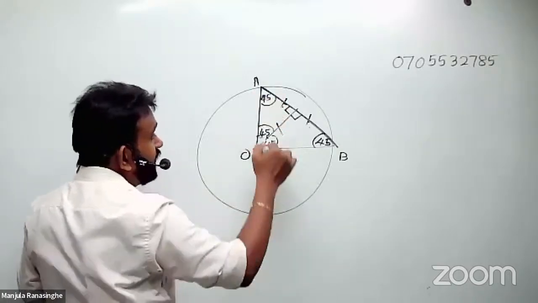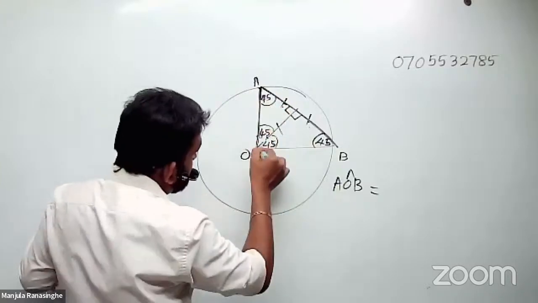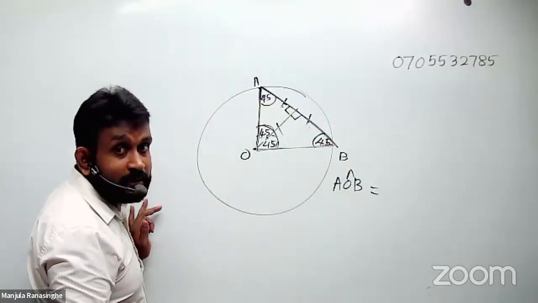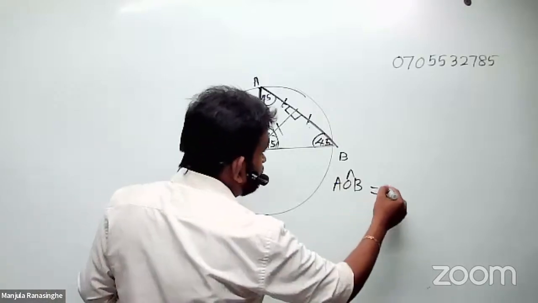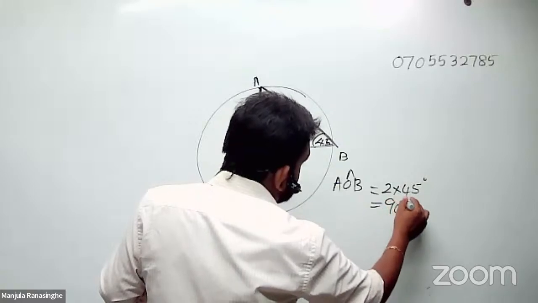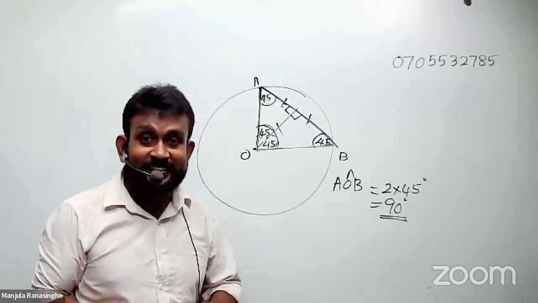Now they are asking for angle AOB, right? So angle AOB, this whole angle, is twice of 45. So that gives you twice of 45 degrees. That means 90 degrees. Twice of 45 is 90 degrees. Okay. Fine.